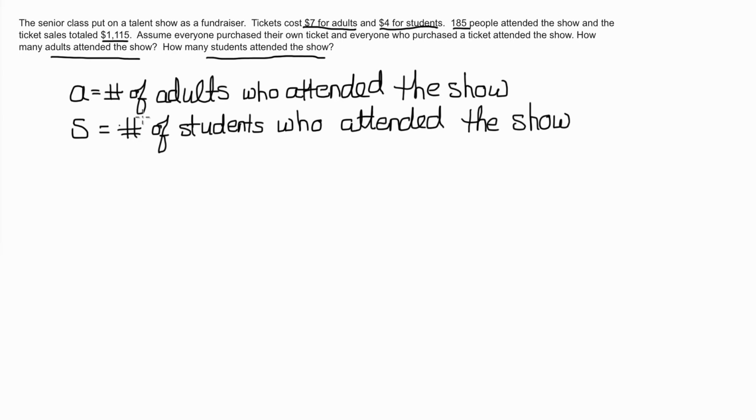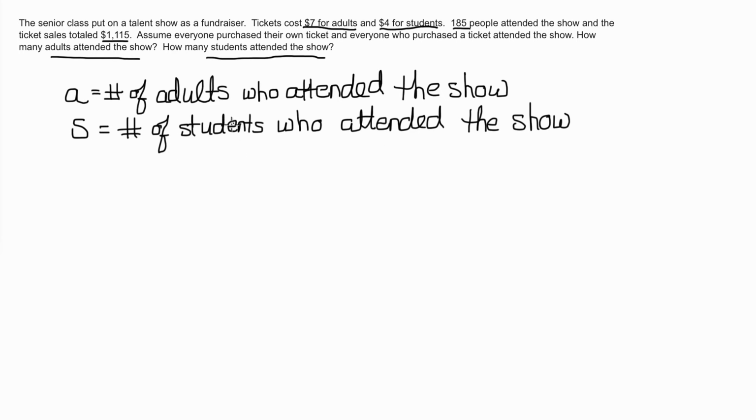Okay, so A is the number of adults. You know what? I don't like that A. It's hard to read. Let me just get that out of there and rewrite it. Oops, got to put it back in the writing mode. A. So A is the number of adults who attended the show. S is the number of students who attended the show.